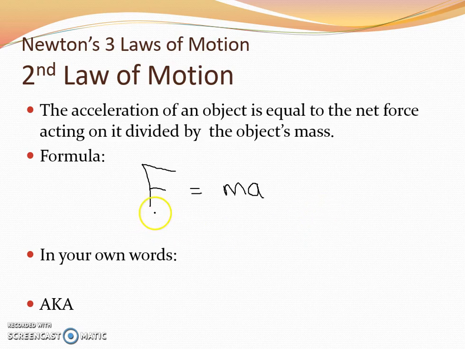Okay, and in this case right here, the force is measured in newtons. Okay, and mass is measured in kilograms. And acceleration is measured in meters per second squared. And so when force equals mass times acceleration, think about that. If you've got a really massive object, you're going to have to apply a huge force to it to get it going, so to get it to accelerate.